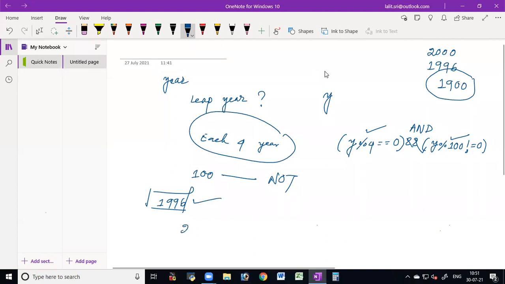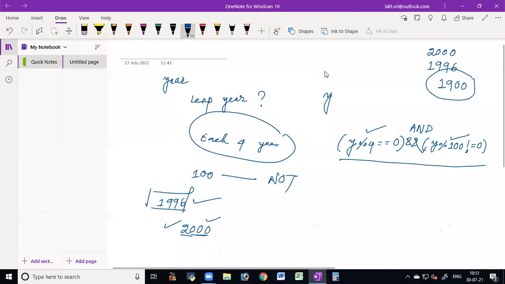But if I take 2000, it was a leap year. 2000 was a leap year. But here, the condition you have written becomes false, because you have written that the year is divisible by 4. Yes, that is right, because the last 2 digits are 0, so it is completely divisible by 4. But you have written that the year is not divisible by 100, but here the year is divisible by 100. So how can I say this is a leap year?